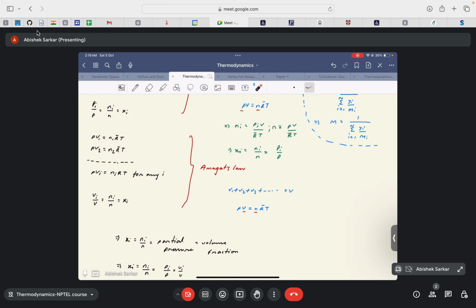Okay, so in that case, the variable parameter is actually the volume occupied by these individual components of gases. Using a similar analogy, we can define the ideal gas law for each individual gas component. We'll keep the pressure and the temperature constant and use the same analogy to derive this expression.